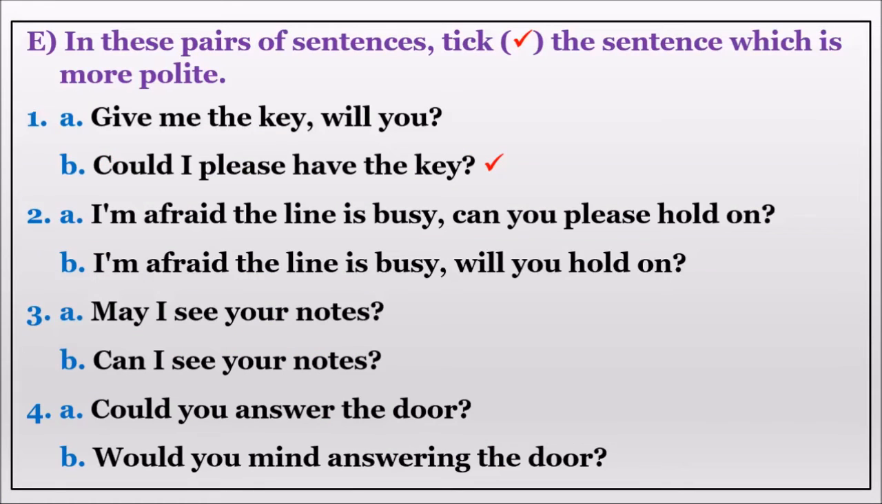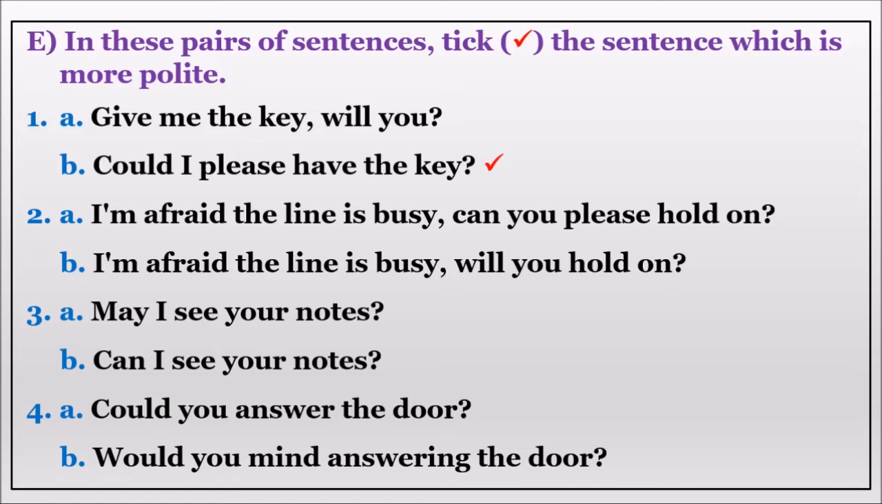Now let us start Roman E. Roman E in page number 44 only, guys. Roman E, in these pairs of sentences, children wait, it is not Roman E, it is Roman F. Roman E, because there is no place for you to write here. So let us do the F Roman. F Roman is in page number 45.